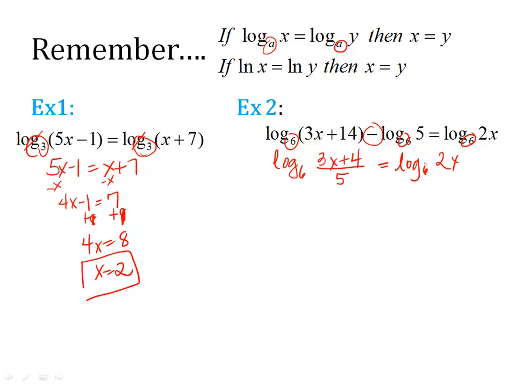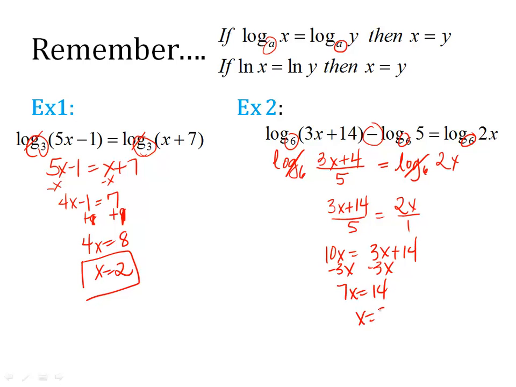Now I look at the logs and their bases are the same, so they will cancel each other out per my property, and I'm left with this equation. I'll put that over 1, and I'm simply going to cross multiply this. So I get 10x equals 3x plus 14. Subtract 3x. So 7x equals 14. x equals 2. Alright, so we used the quotient rule. We used the same base properties. Hopefully that helps simplify the problems.